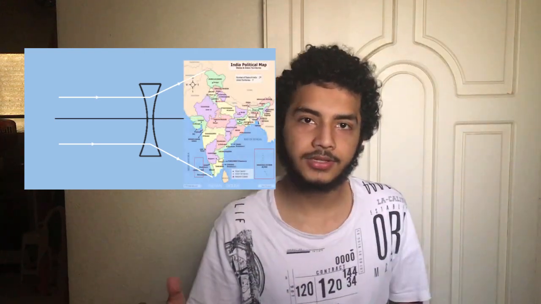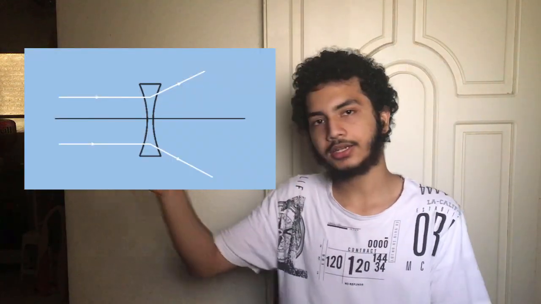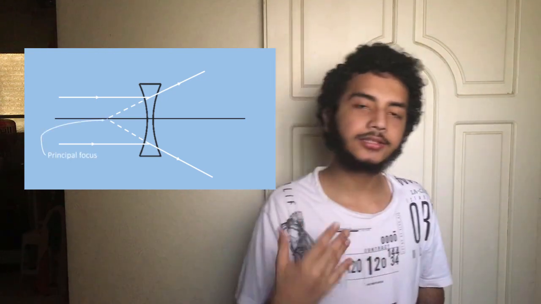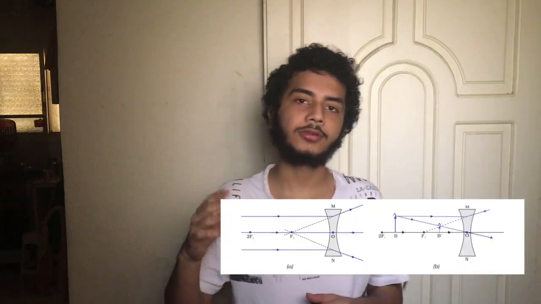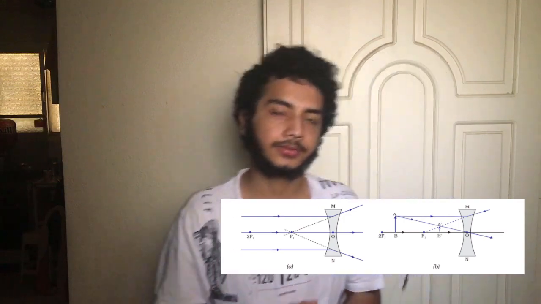Can you tell me where is the principal focus of this lens? You might be thinking this concave lens does not have a principal focus. But if we trace the light rays backwards, it appears that they diverge from a single point. And this point is called the principal focus of a concave lens. Yeah, one more thing. A concave lens usually produces erect images. That means the image is right side up.